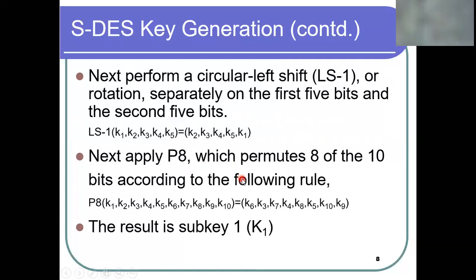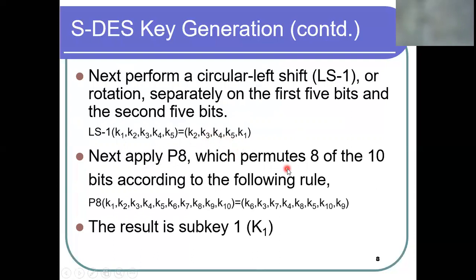Next, apply P10 on this, basically the one left shift. If you want to apply two left shifts, then you have to apply another left shift, so k2 will be transmitted from the first position to the fifth position, and then you can subsequently change the position of the other keys by one position towards left. In that way, k3 will be on first position, K4 will be on second, K5 will be on third, K1 will be on fourth, and K2 will be on fifth position.